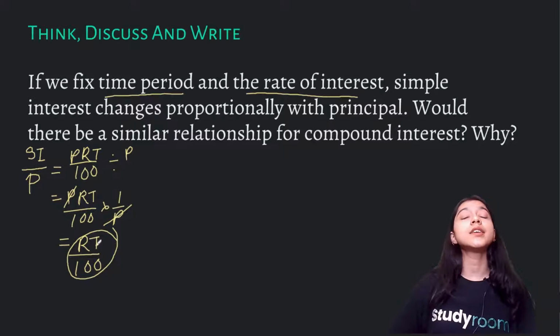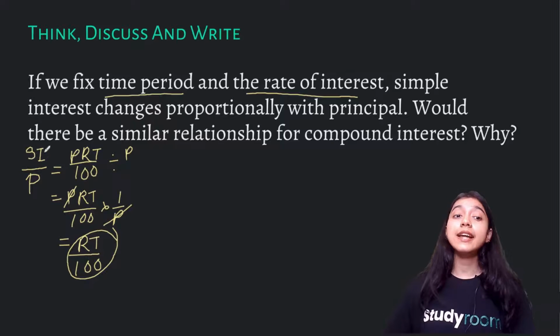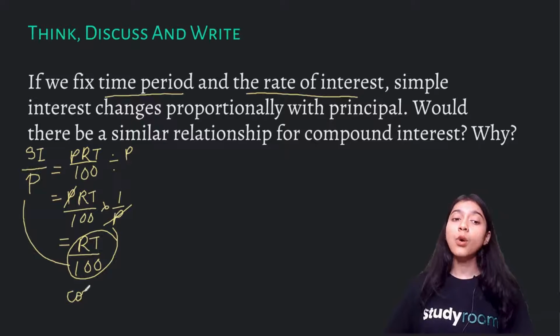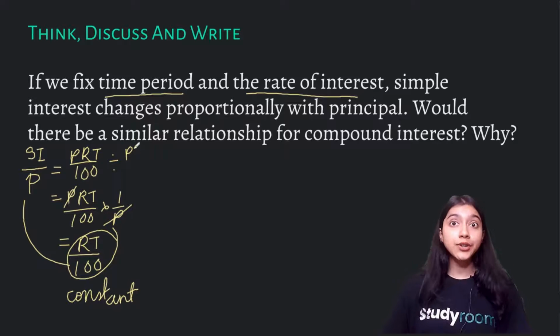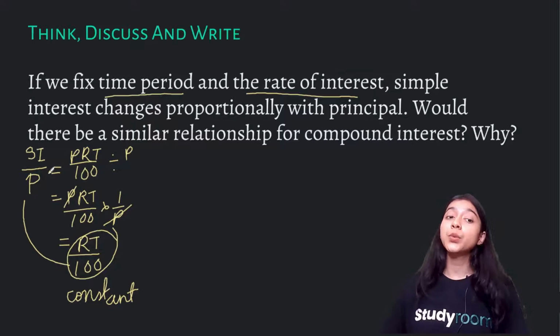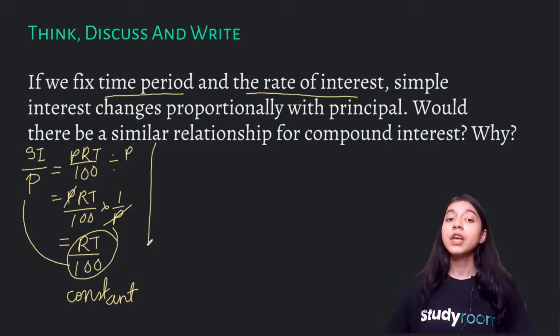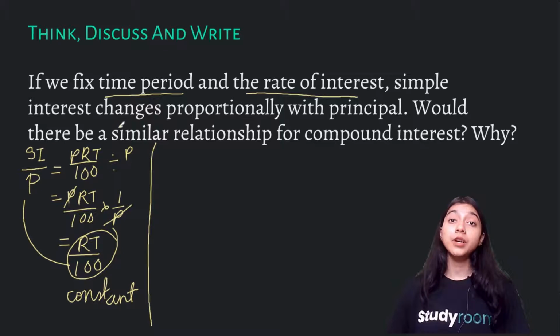So this entire thing is a constant. So we can see that the ratio of simple interest with principal is a constant quantity. From here we can conclude that there is a direct proportionate relationship between simple interest and principal.